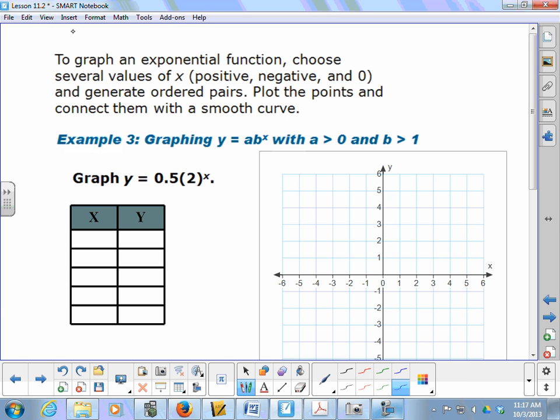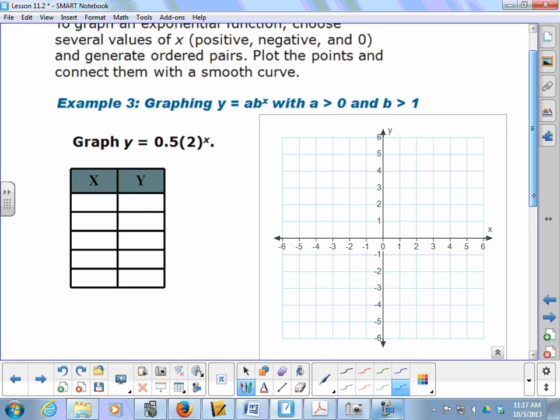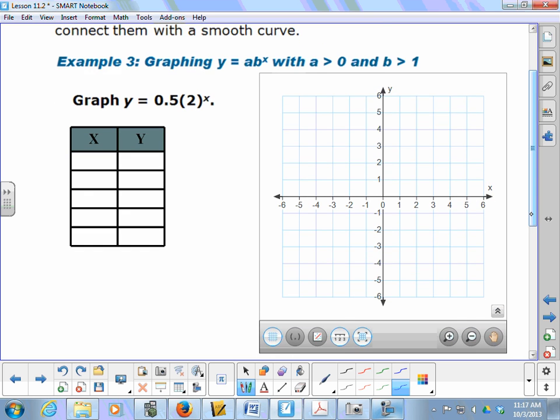So to graph exponential functions, we need to choose some positive, negative, and 0 values for x and generate some ordered pairs to graph them. All right? That would mean that somebody might say you can't use a calculator. Oh my gosh, don't do that, Mr. Coffee.